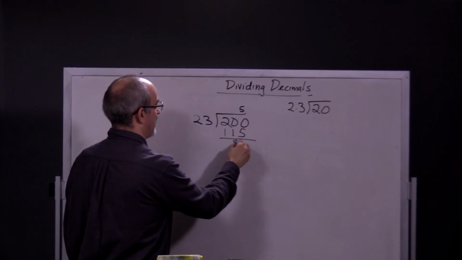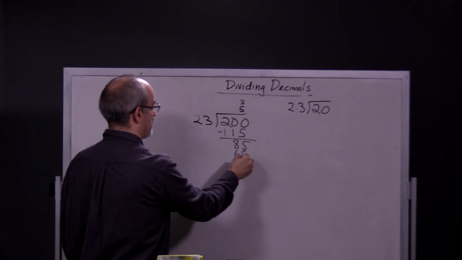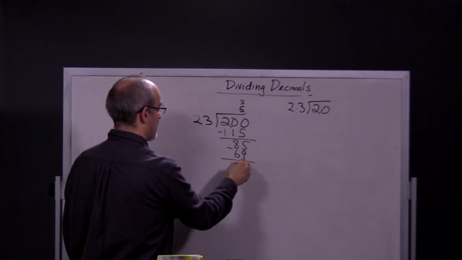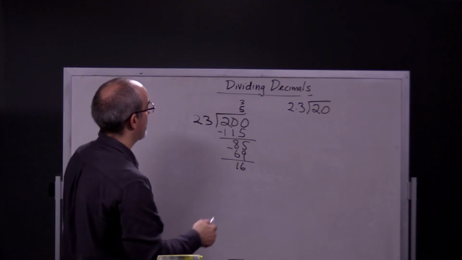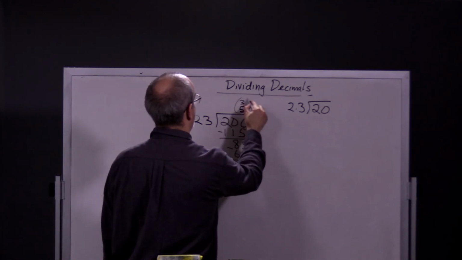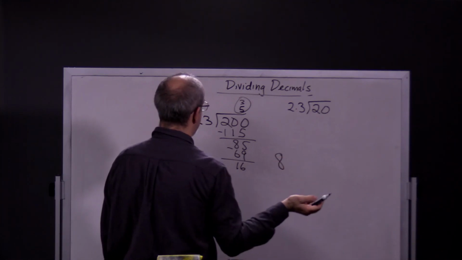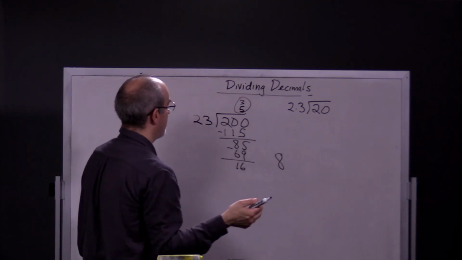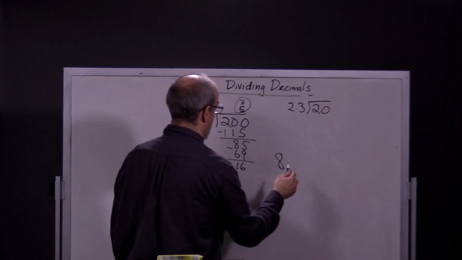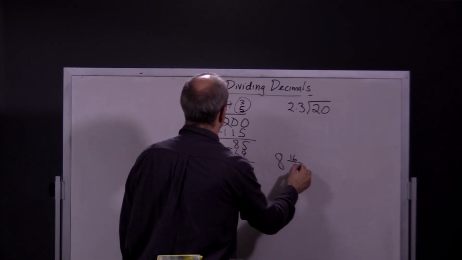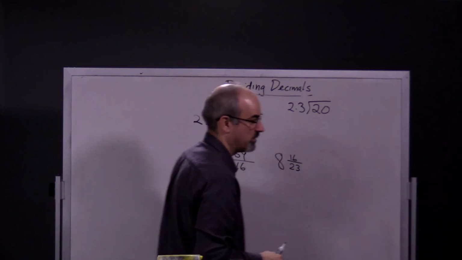Plus this is good review, right? 3. 23 won't go into 16. So you add up these numbers, you get 8. Remember I said that I thought it would be about 8. Right? And then the remainder is 16 over 23.